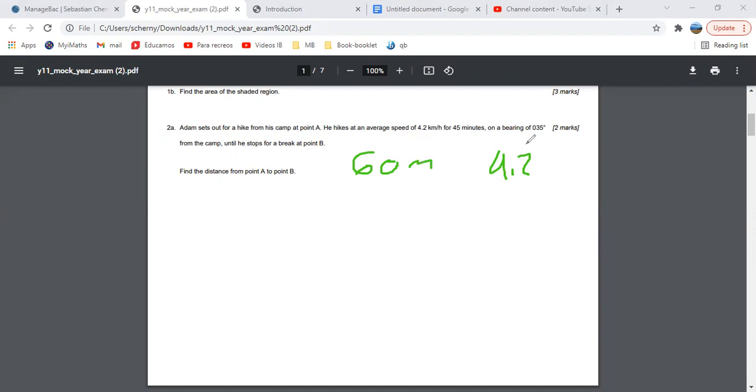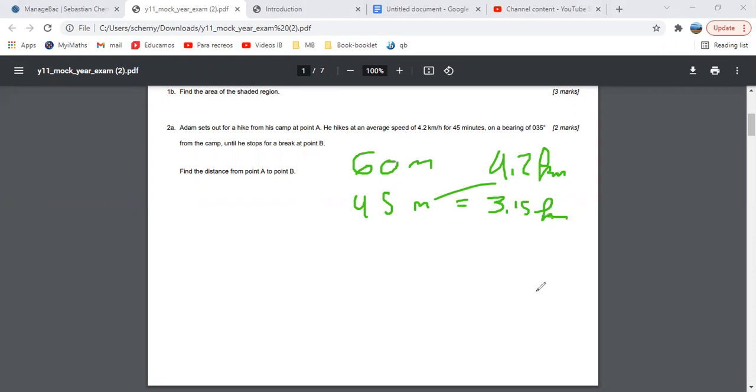So using this average speed, if in 60 minutes he does 4.2 kilometers, then in 45 minutes, how many does he do? The answer will be just multiply these two and then divide by 60. So if we do 45 times 4.2 divided by 60, this will give us 3.15. So this is the answer. The distance is 3.15 kilometers.